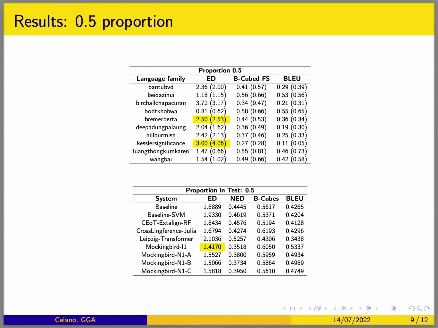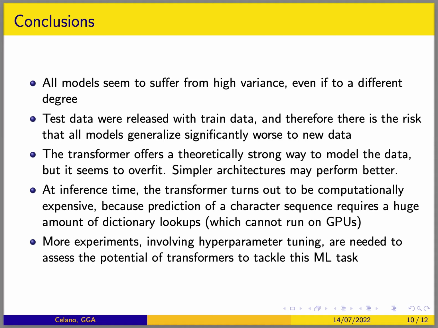These tables show that the performance even worsens with higher percentages of missing data. We can conclude that all models seem to suffer from high variance, even if to a different degree. This is also due to the fact that the test data were released with the training data, and therefore models have been built using test data as validation data.